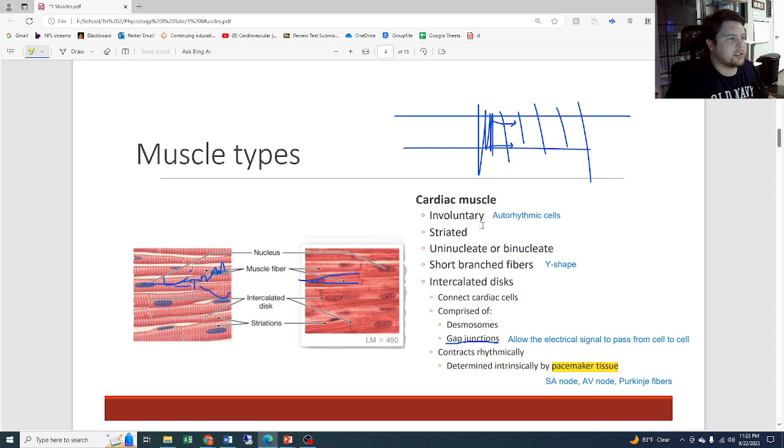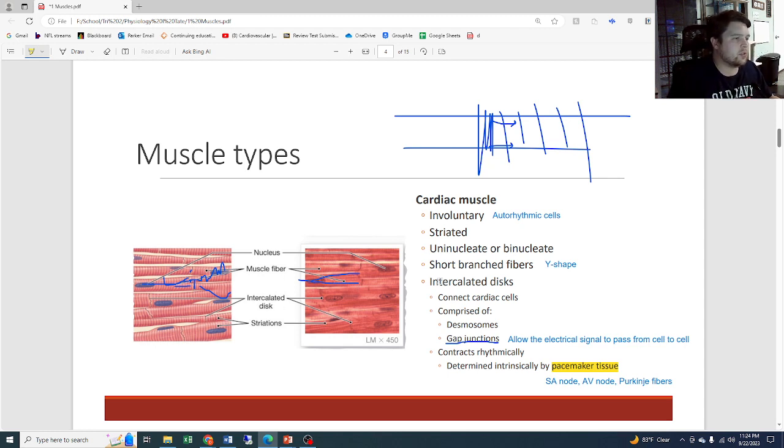So cardiac muscle is involuntary again. It is also striated like skeletal muscle. It can be uni- or binucleate, so they could have one or two nuclei in each cell. They're short, branched fibers. They have this Y shape, so you can kind of see this. In the lab exams, you might get a picture of one of these, and that's something you'll want to be able to identify. You'll notice it by that Y shape.